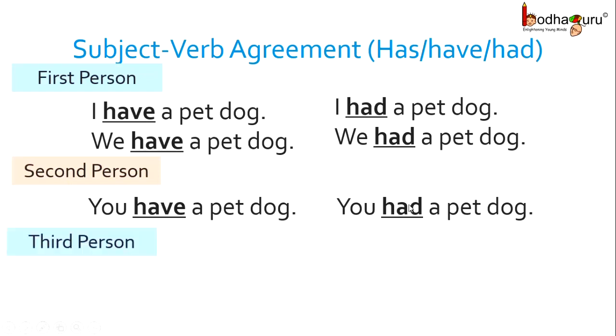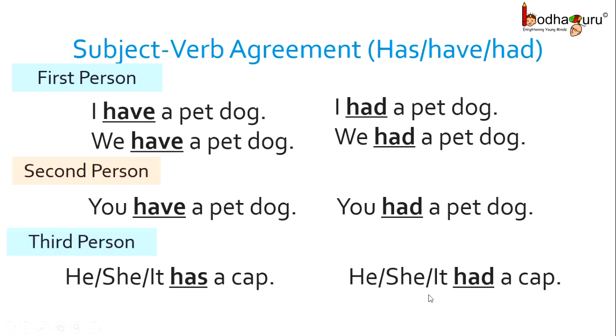Next, third person. He has a cap. She has a cap. It has a cap. So has is used when we talk about third person in singular form. He had a cap. She had a cap. It had a cap. So had is used for all cases of the third person in past tense.